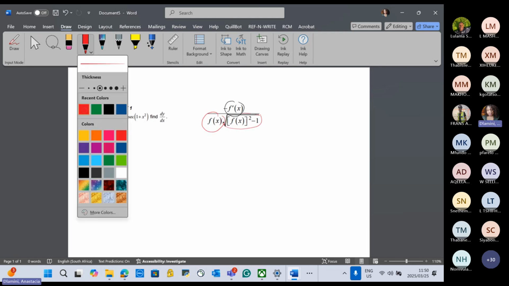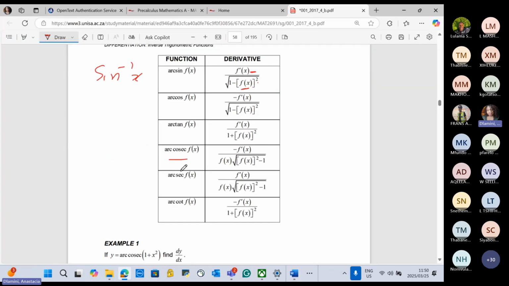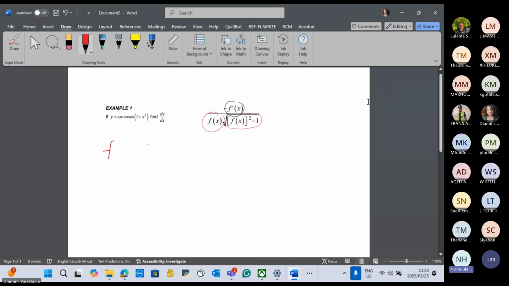So for me, I like doing it step by step. In this case, what is f of x, guys? Let's look at our expression. What is f of x? Do you see this one is plus 2x? So our f of x is equal to 1 plus x squared, right? So what is the derivative of f of x? The derivative of f of x is equal to 2x.